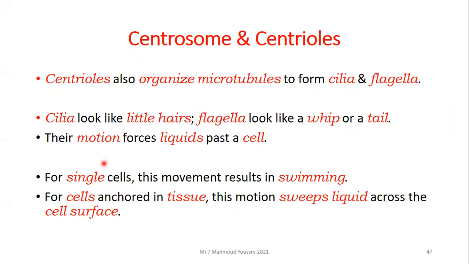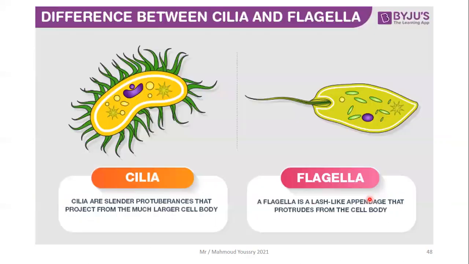So what are cilia and flagella? Let's see. Cilia look like little hairs, but flagella look like a whip or a tail. Their motion forces liquids past the cell, so they help the cell move. For single cells, this movement results in swimming. For cells anchored in a tissue, in a multicellular organism, this motion sweeps liquids across the cell surface.